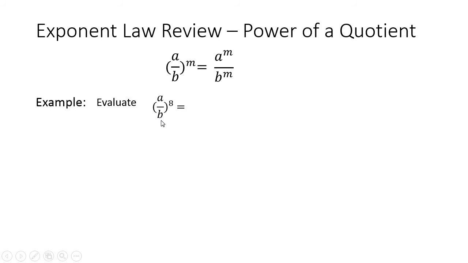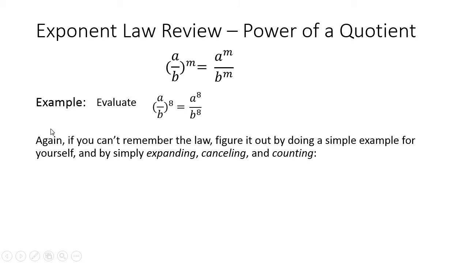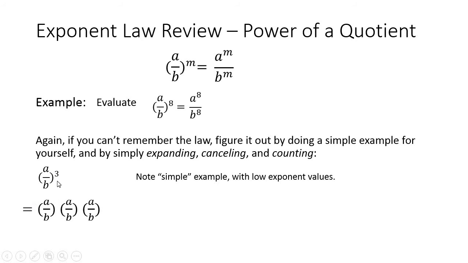So let's evaluate a over b to the 8. You apply that 8 to both the a and the b there. Again, if you can't remember the law, figure it out by doing a simple example for yourself and by simply expanding, canceling, and counting. Let's use a 3 as our exponent here, and I'm using a over b again. So this is just a over b 3 times.